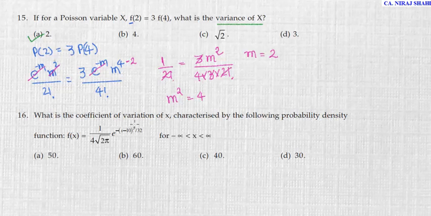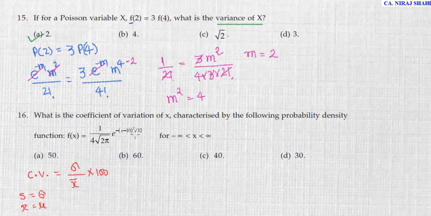What is the coefficient of variation of x characterized by the following probability density function? And this is the probability density function given to us. Now coefficient of variation, shortly we call it CV, is equal to sigma upon x bar into 100. Now we need to find out sigma and x bar here. This x bar can also be written as mu. You know that we can write S is equal to sigma and x bar is equal to mu here.